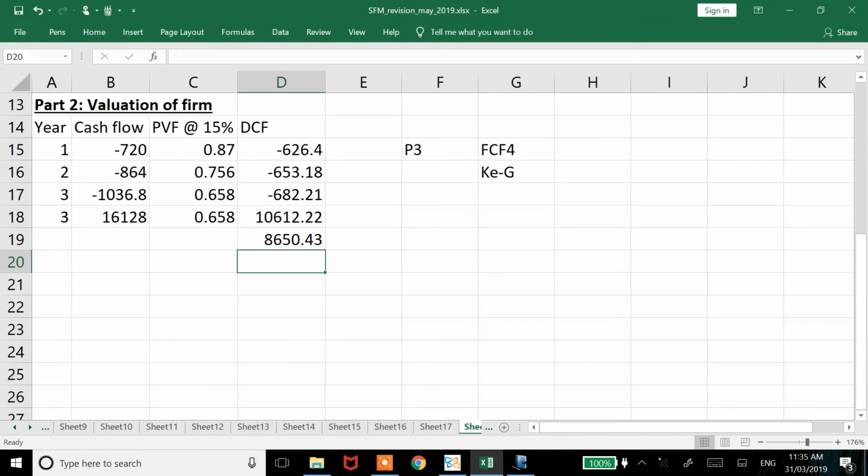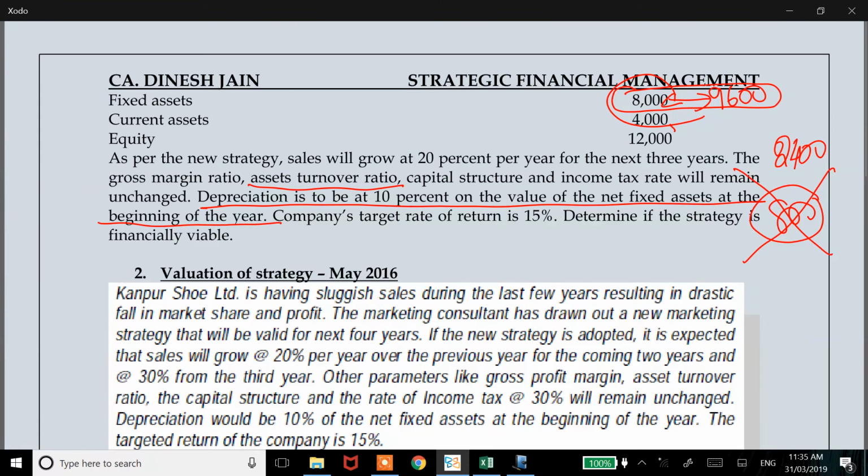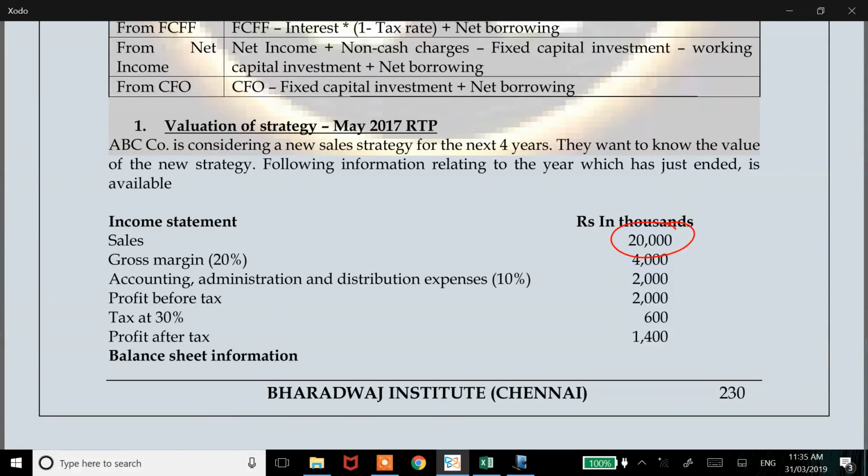Next, valuation of the firm without strategy. When it is without strategy, the cash flows are going to be the same every year. There is no growth in the cash flow. Can you tell me what will be the cash flow in the first year if strategy is not implemented?